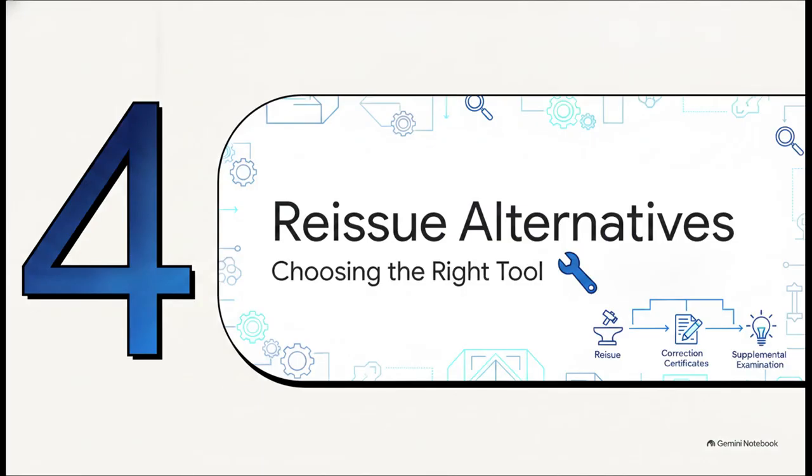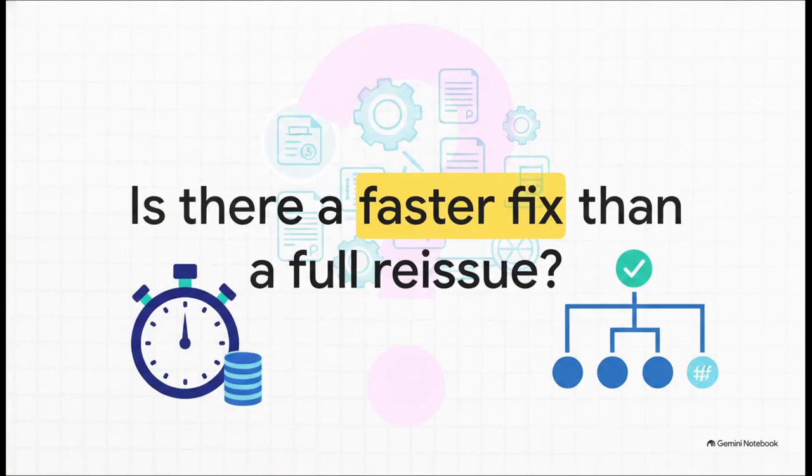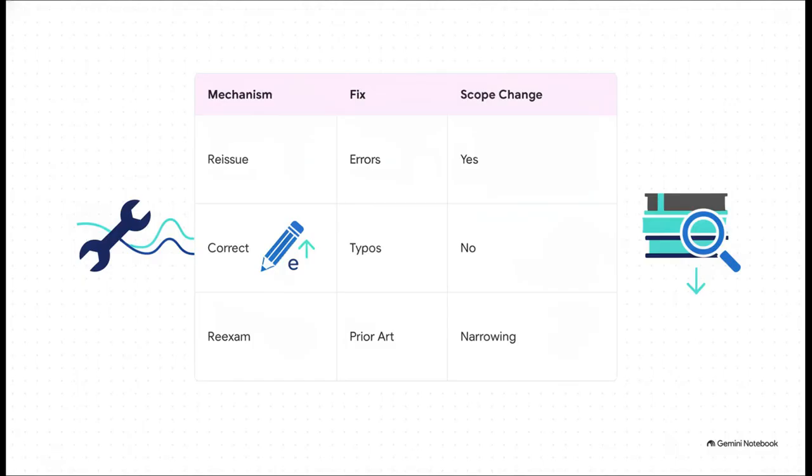Part 4. Alternatives to reissue applications. Reissue is a powerful tool, but it's not the only tool. We have to evaluate if a full reissue is actually the right mechanism for the specific defect you discovered. Filing a reissue when a simpler mechanism would do adds unnecessary cost and time. So you have to ask, do I need a full reissue application, or is there a faster, cheaper fix available for the USPTO records? When we break down the distinct use cases, clear lanes emerge.